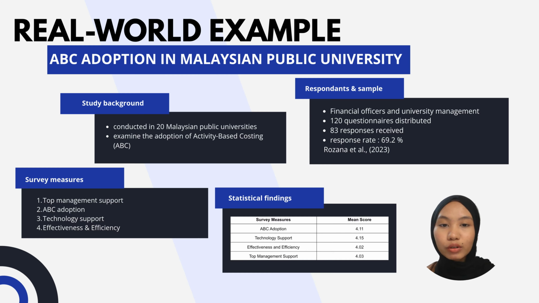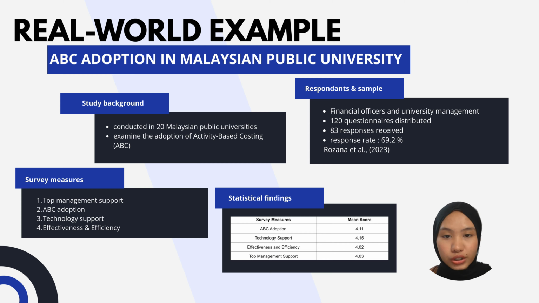Next, I will be explaining a real-world example of ABC. I have selected a research article that examines the adoption of activity-based costing (ABC) in 20 Malaysian public universities. This study is particularly relevant because it focused on how ABC is applied in public sector higher education institutions to improve financial management, efficiency, and decision making. The main objective of the study was to investigate whether the implementation of ABC contributes to greater effectiveness and efficiency in university operations, especially in managing costs and allocating resources more accurately.